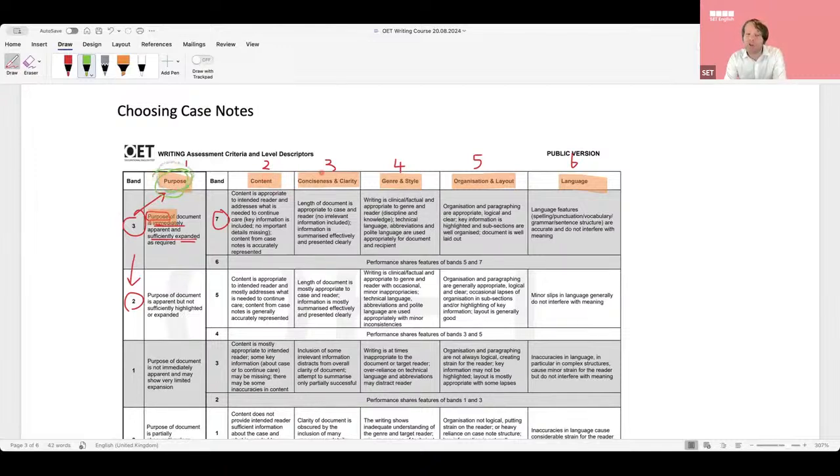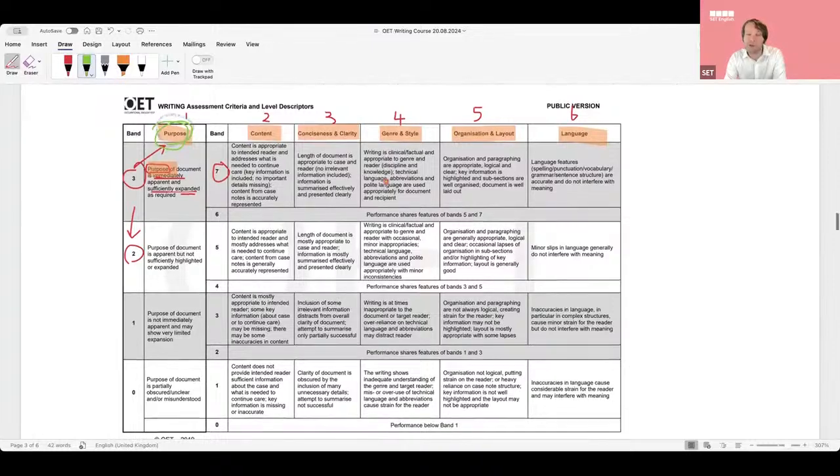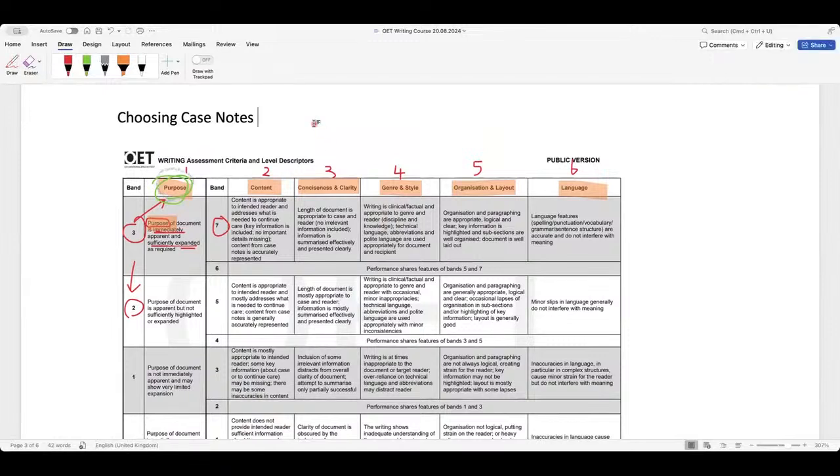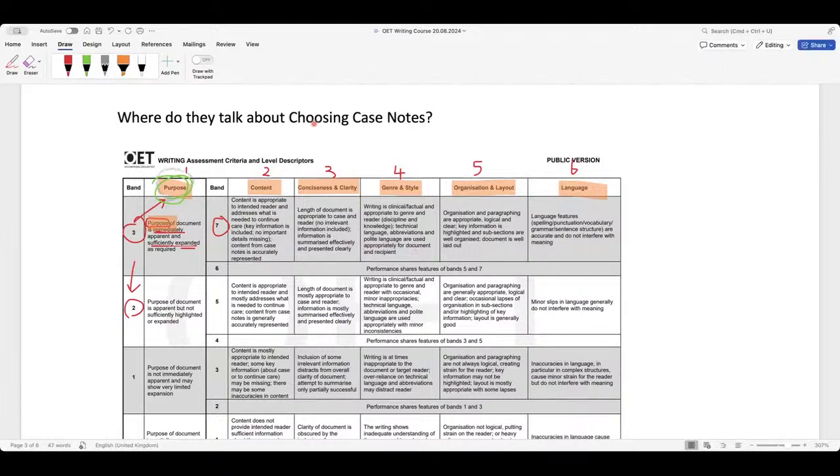Is there any other one where you can score by choosing correct case notes? Understand? Can anyone help her? She doesn't know. What is the other category where it talks about choosing case notes? Conciseness, organization and layout, clarity, content. Where do they talk? Who said content? Who said that? Yes, Julie, sir, it's me, Julie.